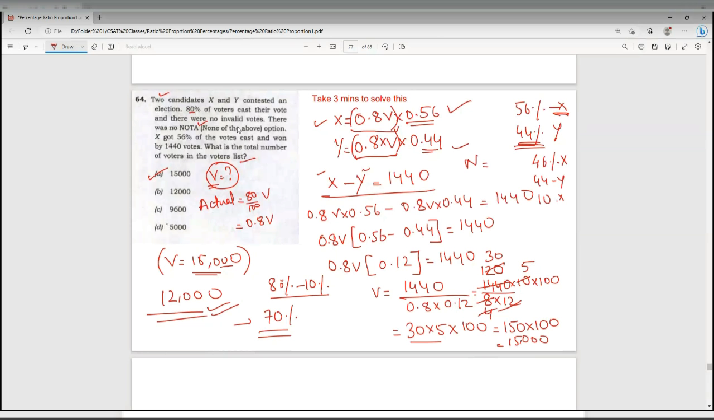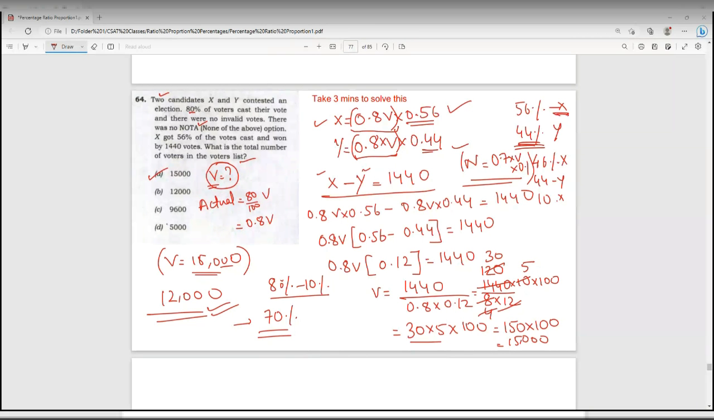So n would become 0.7 into V into 0.1, because there were 10% invalid votes. This would have been the equation for NOTA, if they would have given it. Normally, if they want to complicate your life, they would do it, but in this case, luckily, they have not complicated things.